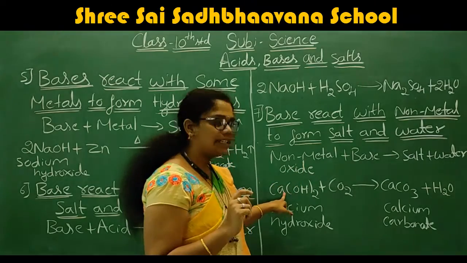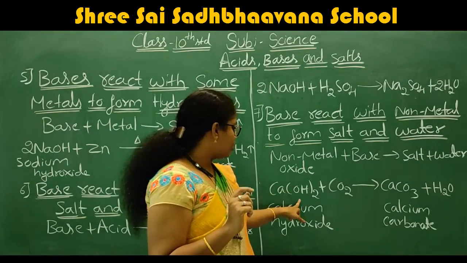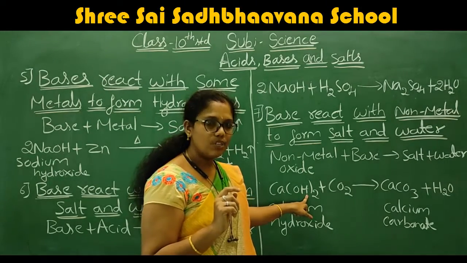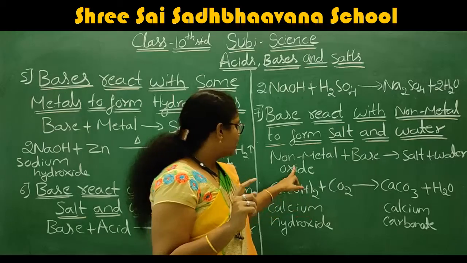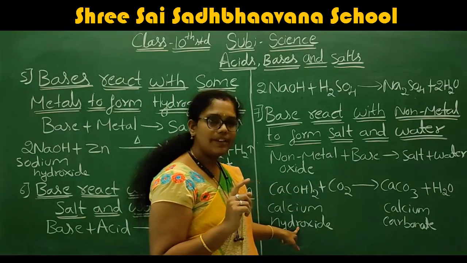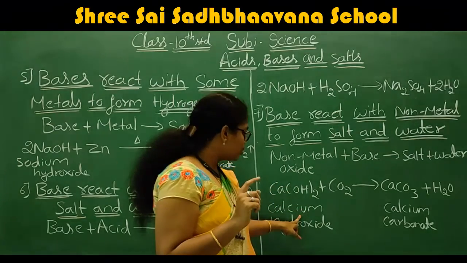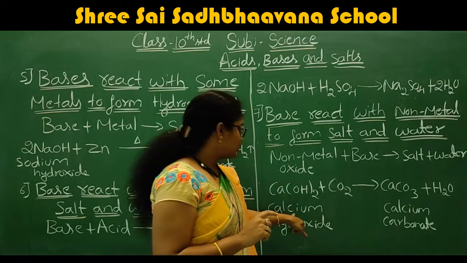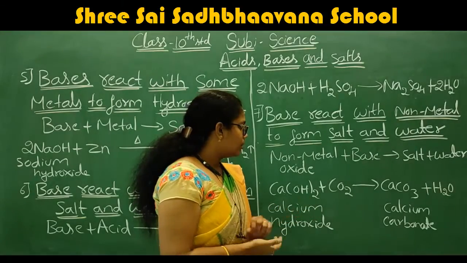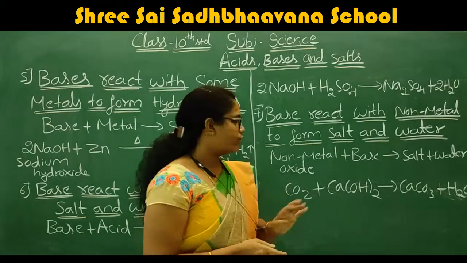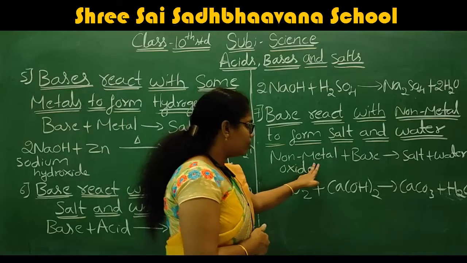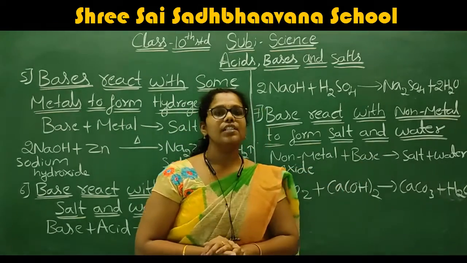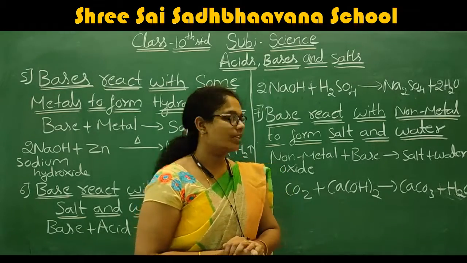For the base example, I am taking calcium hydroxide. You can take CaO also, which is calcium oxide, but here I am taking calcium hydroxide. When that calcium hydroxide is reacted with carbon dioxide, see the last property: when any non-metal oxide is reacted with a base, it forms salt and water.